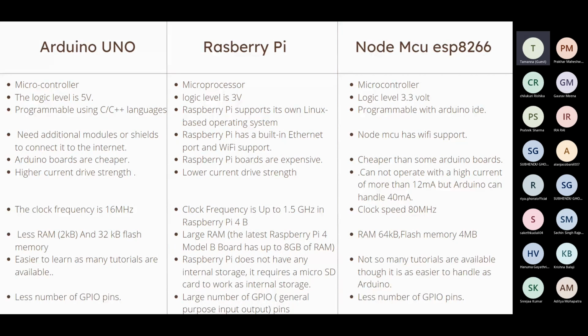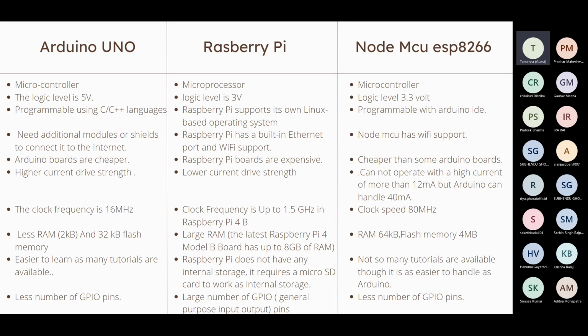And when it comes to difficulty to learn, Arduino Uno is very beginner friendly and it has many tutorials available on the internet, while Node MCU doesn't have many tutorials available on the internet, though it is easier to handle.